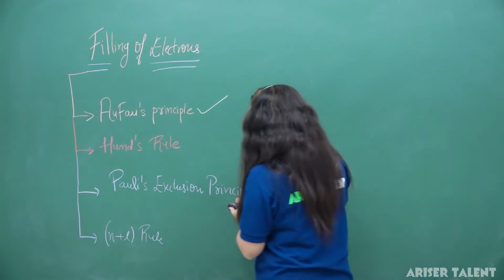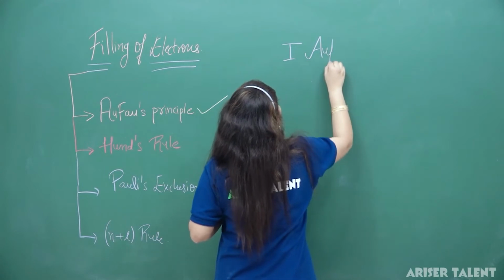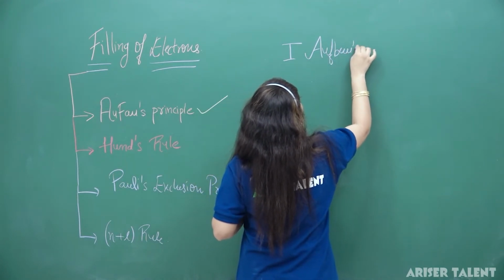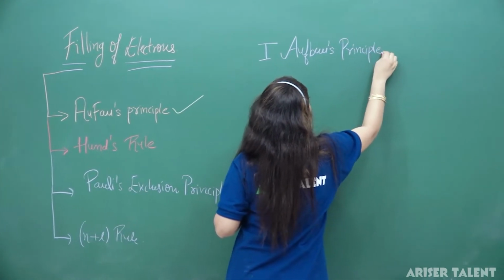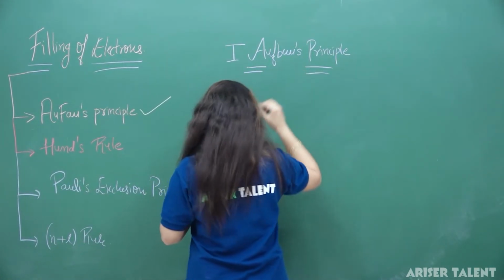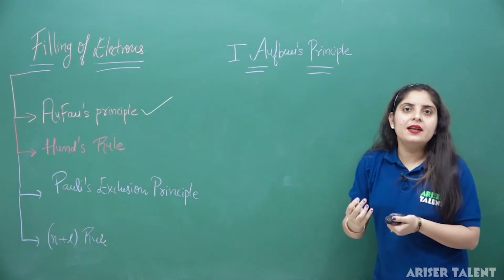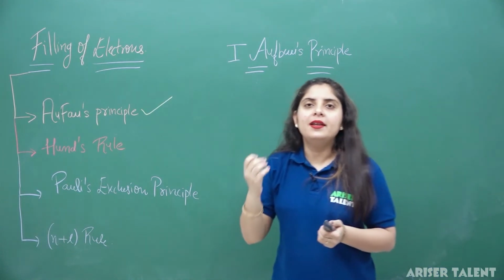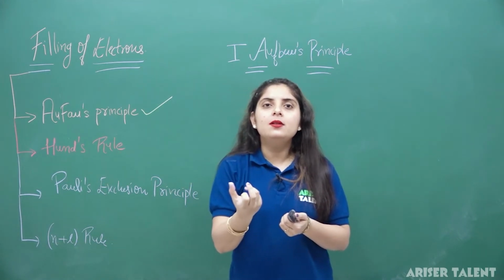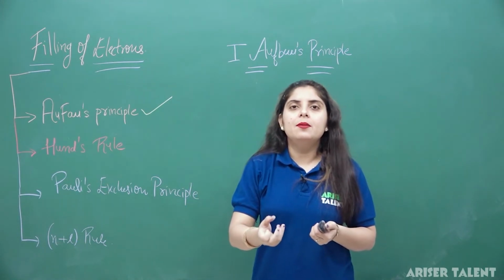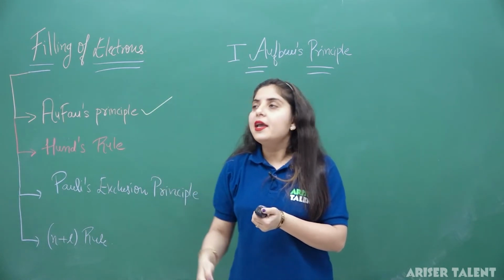So our next topic is the Aufbau principle. What does the Aufbau principle state? It states that the filling of electrons in an atom will take place in such a manner that the lowest shell will be occupied first. That means the orbitals are filled in the increasing order of their energy.